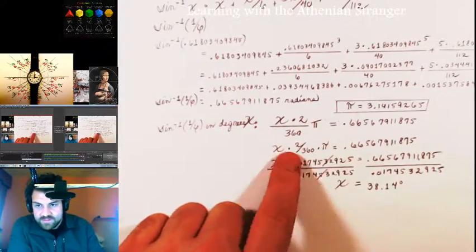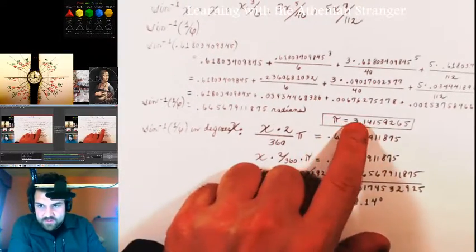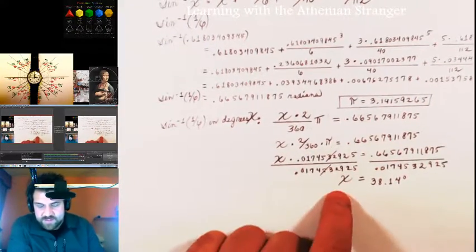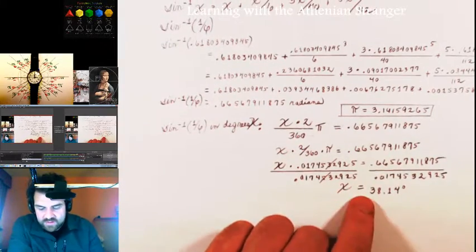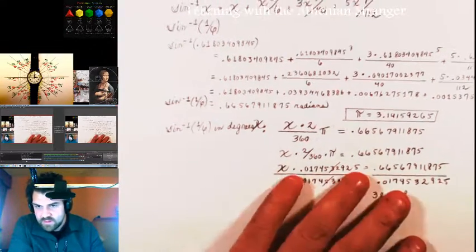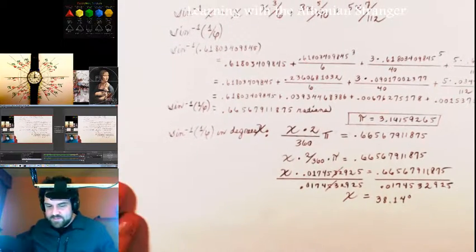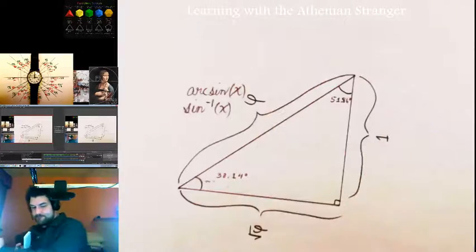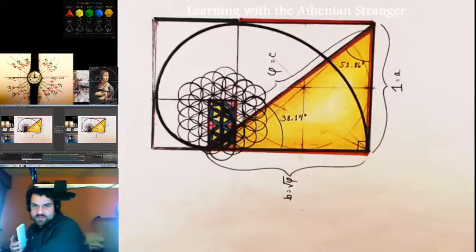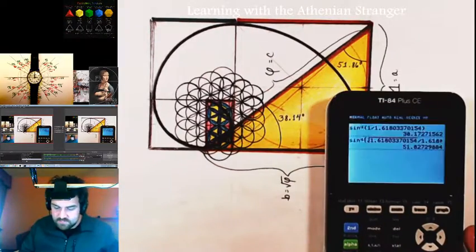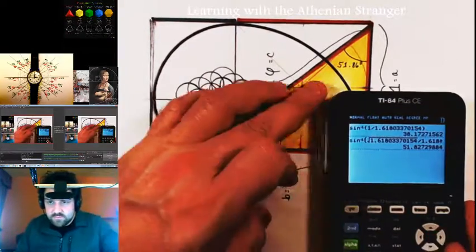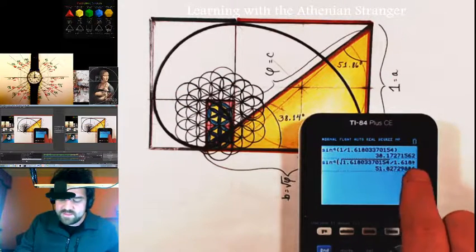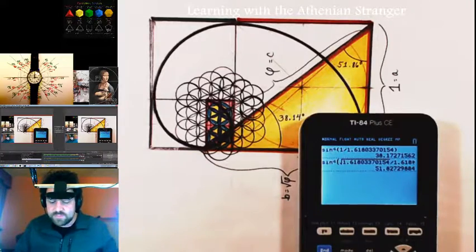So then I substituted my numbers. I had a decimal approximation for pi, 3.14159265, and I put that in, and I got x by itself and divided out the appropriate numbers, and I came up with 38.14 degrees. When I plug that into the fancy calculator, ladies and gentlemen, transferred it all back, if you recall, we came up with 38.17271562. That's what we came up with.